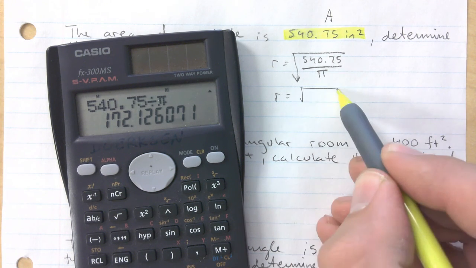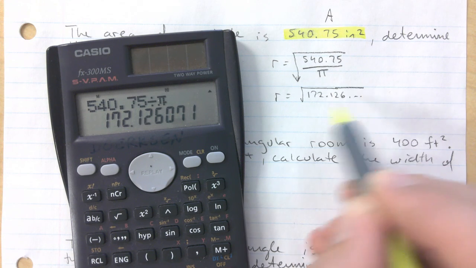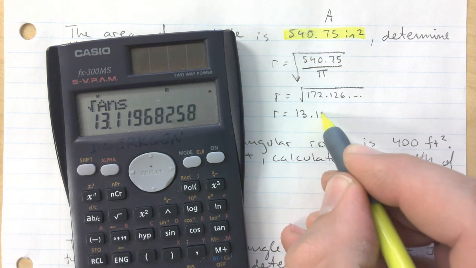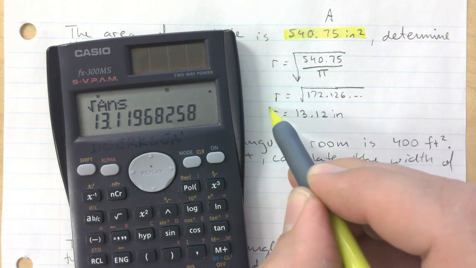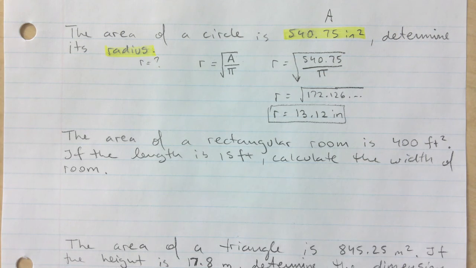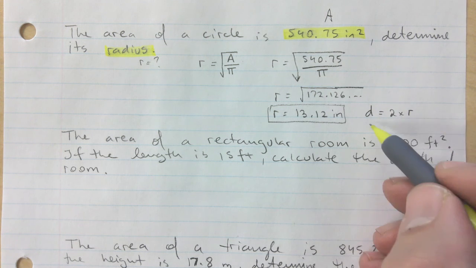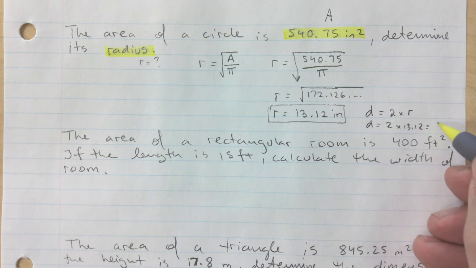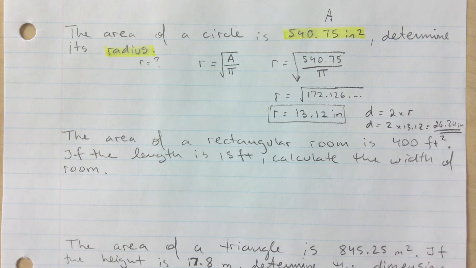So if you want to do the one extra step of using all decimals, square root, and you get 13.12. What units are we in? We're in inches, so it's just inches because radius is the length of the radius. Diameter would be 2 times radius, right? So diameter would be 2 times 13.12, which would be 26.24 inches.